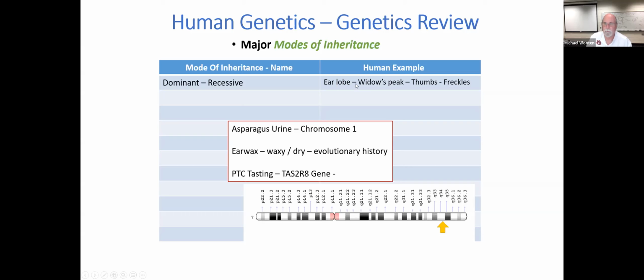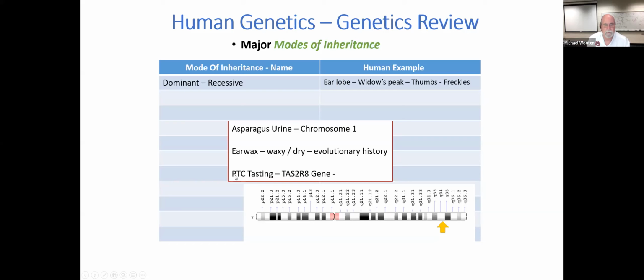Another one, and we're going to talk about this later, is earwax. Whether you have waxy or dry earwax is definitely under predominantly single gene control. It also relates to other secretions in the body, like sweat. And it actually has a cool evolutionary history that we'll talk about, as far as what parts of the world, what populations do or do not have waxy or dry earwax in a dominant system.